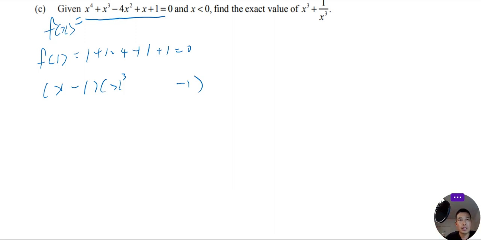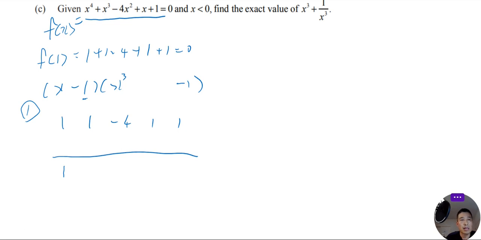So you write the coefficients of x. So 1, 1, negative 4, 1, 1, right? And you have to write this number. So when x is 1, that becomes 0. So say 1 here. When you start, that number just carries down. That's the kind of rule.